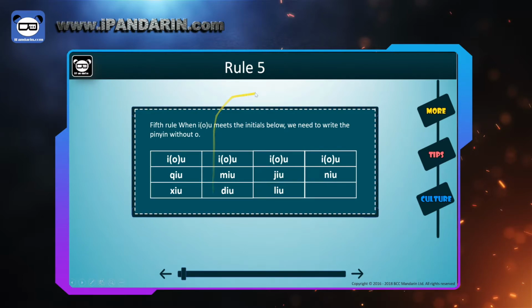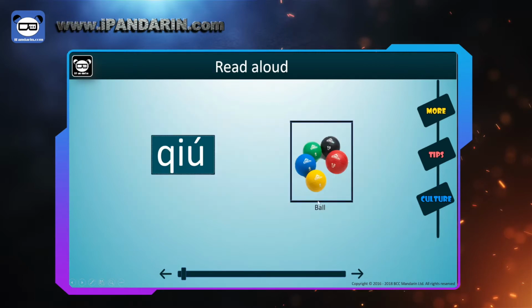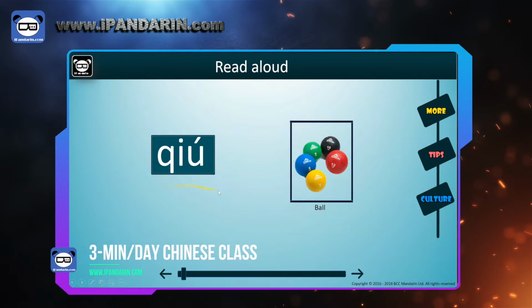Rule number 5. When final yo meets the initials below, we need to write the pinyin without o as 秋, 喵, 鸠, 妞, 修, 丢, 溜. For example, the syllable 球, which means ball in Chinese, when we write it, we remove o and it's pronounced as 球.